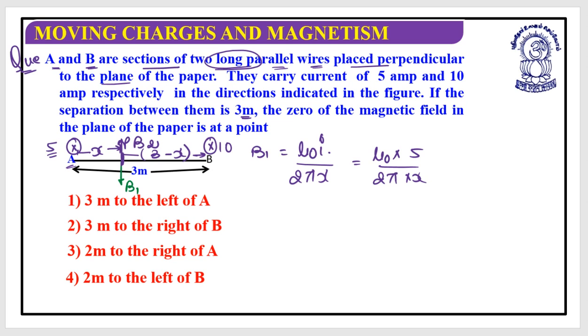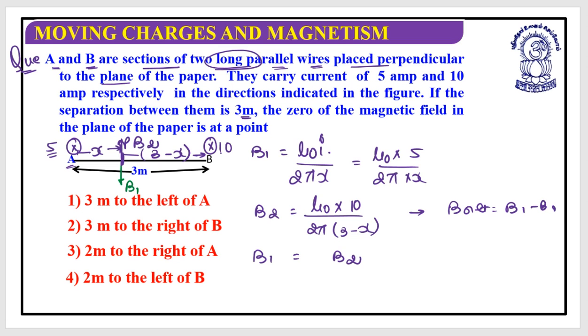Then only can they produce zero magnetic field at that point. So this B2 could be written as mu naught multiplied by the current, 10 ampere, divided by 2 pi into bracket 3 minus x. Let's compare B1 and B2, because I want B net to be equal to B1 minus B2, and that should be equal to 0. So mu naught multiplied by 5 divided by 2 pi x should be equal to mu naught into 10 divided by 2 pi into bracket 3 minus x.